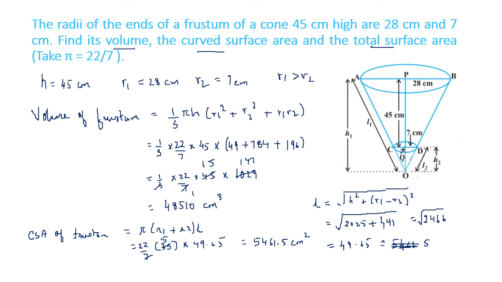And the total will be how much? How do you find the total? Just add. I will not do it for you. Just add pi r1 square plus pi r2 square. You can add up the circles on the top and the bottom and get the total surface area of the frustum.